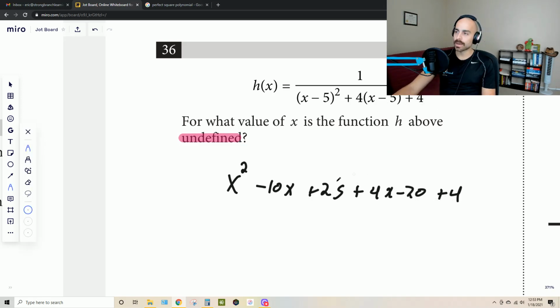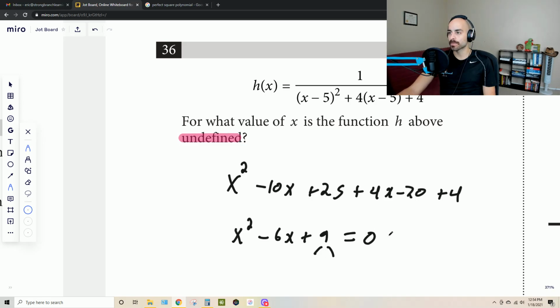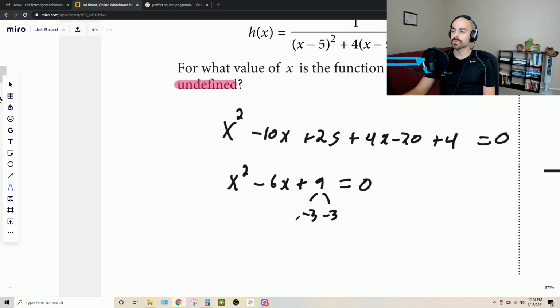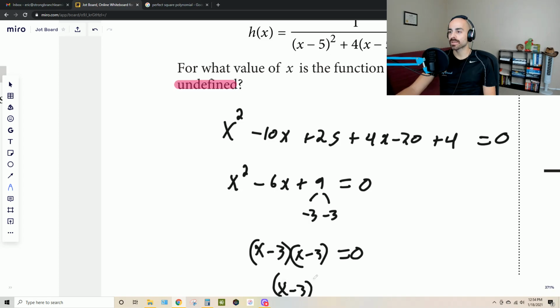Now, at this point, what we can do is start combining all our like terms. Ultimately, what we end up with is x squared minus 6x plus 9. Now, we want to factor this. Oh, this is all equal to 0. Might as well set this one to give us some consistency. And we ask ourselves, what are factors of 9 that add up to negative 6? Well, that would be negative 3 and negative 3. And we can now rewrite our problem as x minus 3 times x minus 3 equals 0. Some of you may just recognize that this is x minus 3 squared equal to 0.